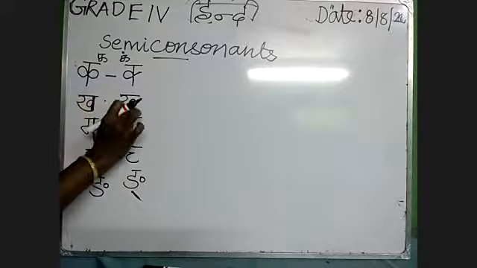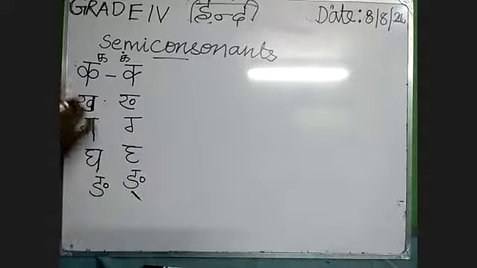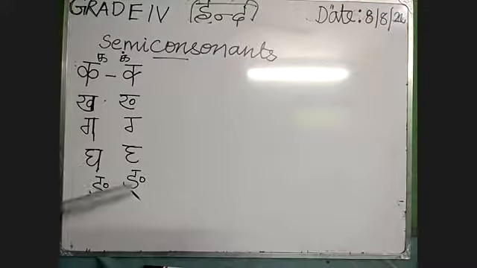For this letter and this letter, what is the difference? You have to remove this line. If you remove that line, it becomes its semi-consonant. Ka, ik, ga, ig, nga, ing.